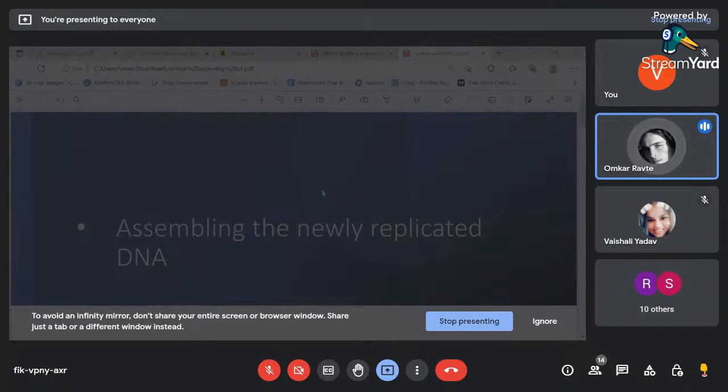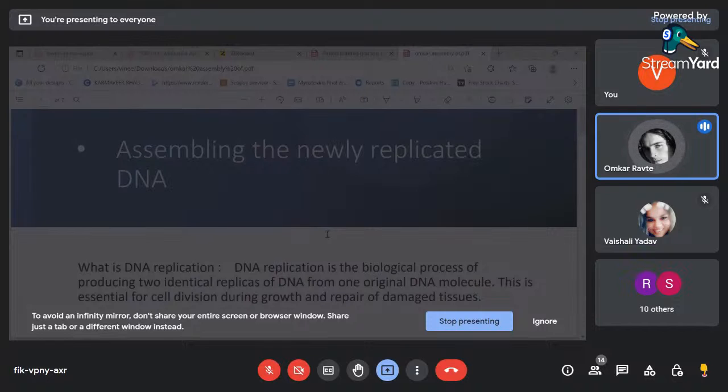Hello everyone, my name is Omkar Raute and I am going to explain the topic assembling the newly replicated DNA. First of all, what is DNA replication? DNA replication is the biological process of producing two identical replicas of DNA from one original DNA molecule. This is essential for cell division during growth and repair of damaged tissue.